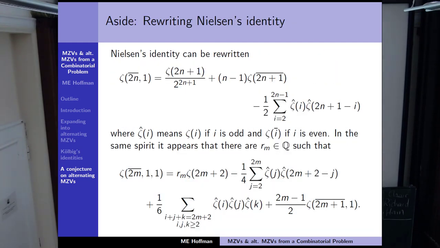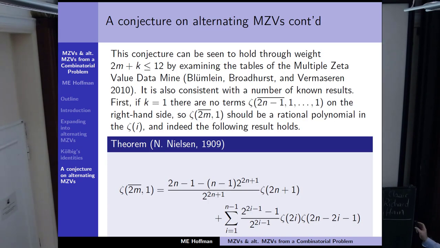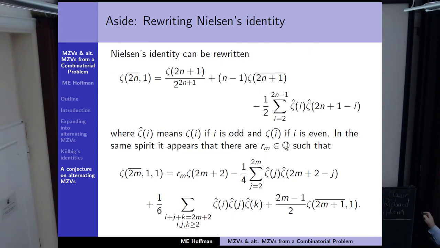Let me just, this is an aside, but after fiddling around with the Nielsen identity for a while, I found you could write it this way. If you put the zeta I and the zeta I bars in there. And if you go up to the next case, the case k equals 2 of the conjecture, it appears that there's a somewhat similar but more complicated way to write it. So this zeta I hat means zeta I if I is odd and zeta I bar if I is even. And it's kind of hiding in there because the point is this whole expression, this weird coefficient here, if you put it in front of zeta 2i, that's just minus zeta 2i bar. So the point is those coefficients in some sense all sort of disappear if you do this.